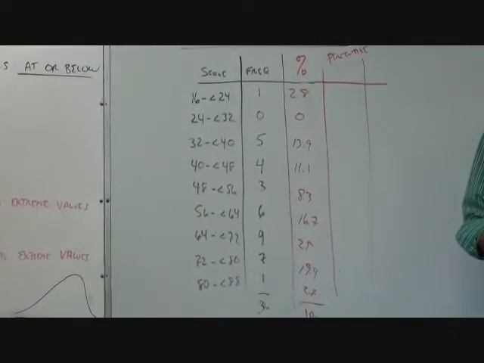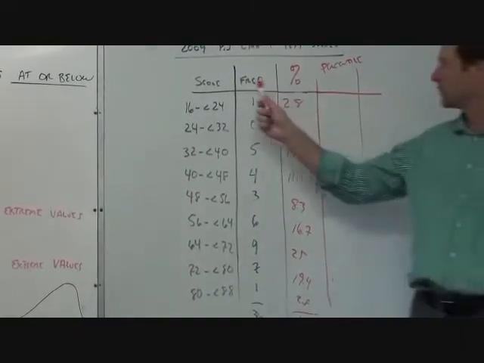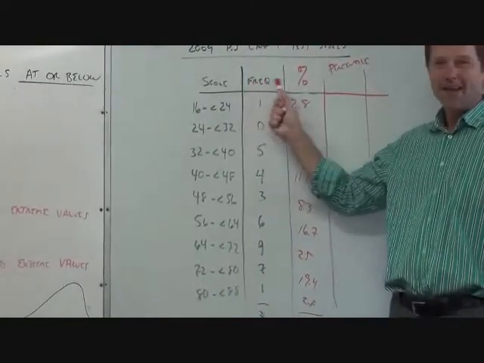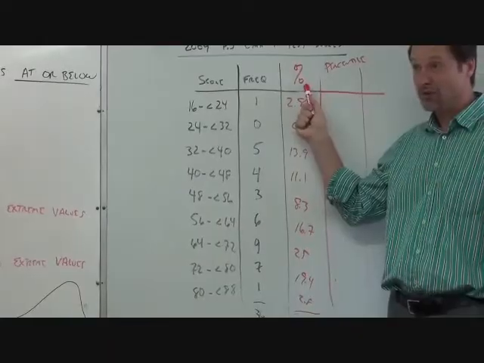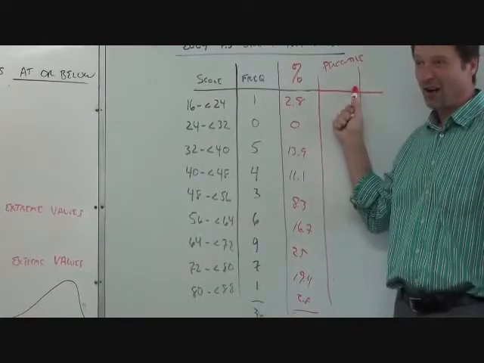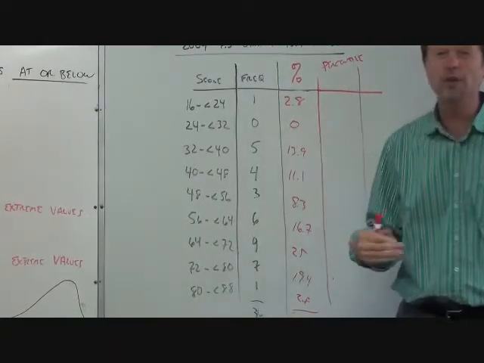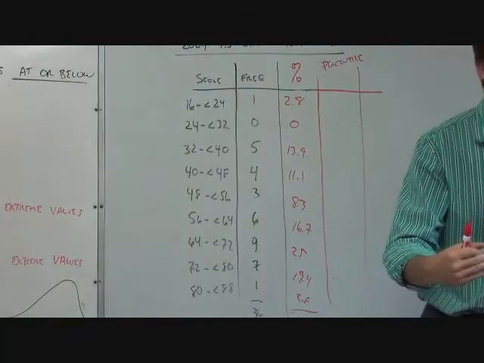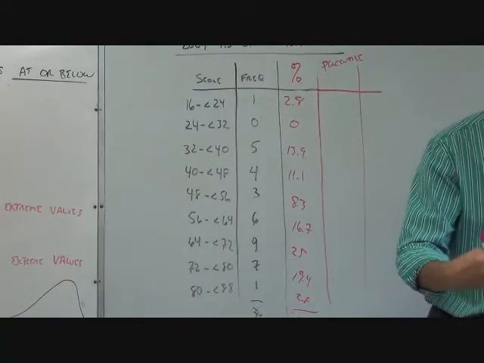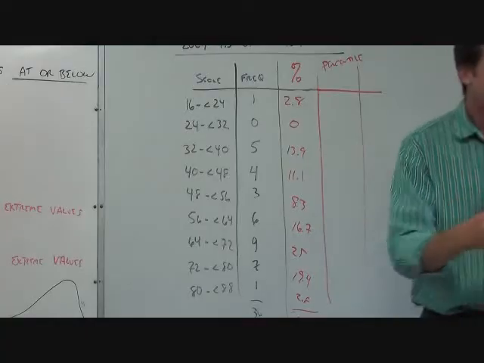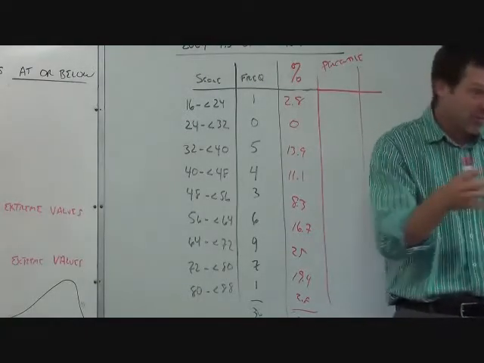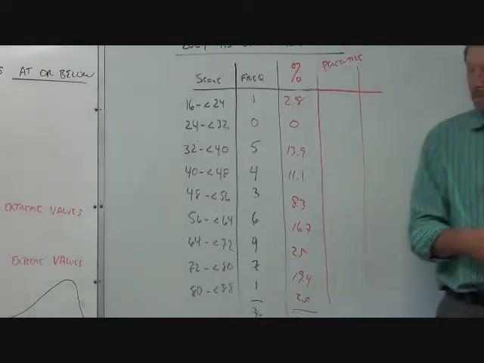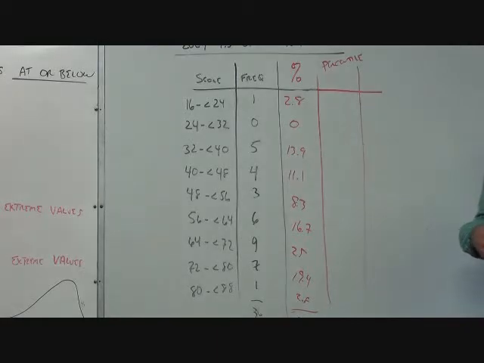Your book also has another fancy word for this. Remember how this was frequency, and this was relative frequency? This column in your book sometimes is called cumulative relative frequency. Don't freak out if you see that. It just means percentile, okay? It adds up everybody you beat before, cumulative. I just like to call it percentile.